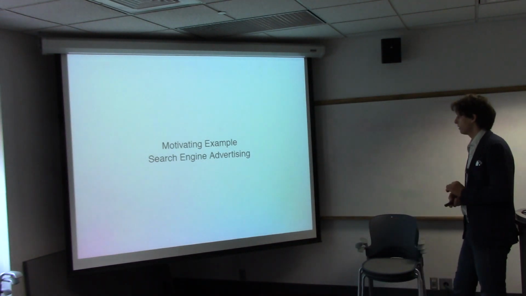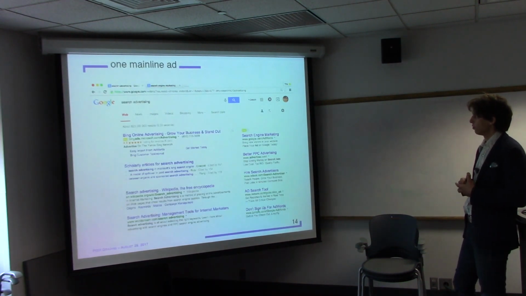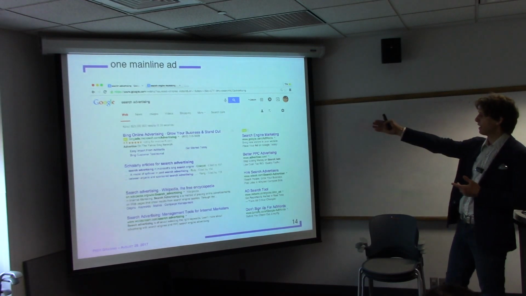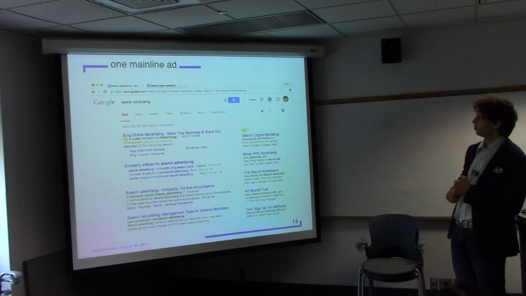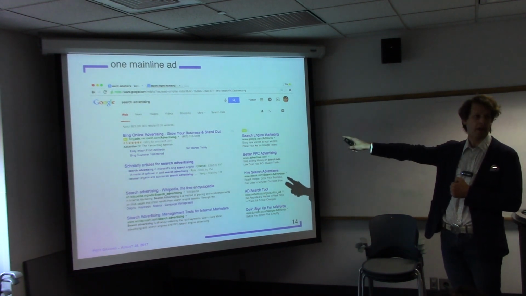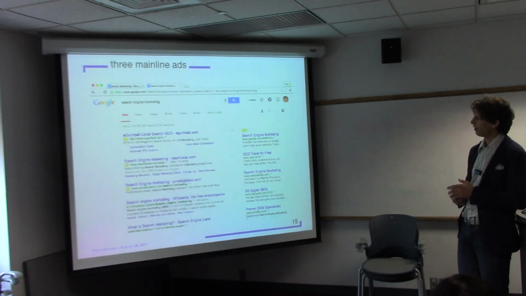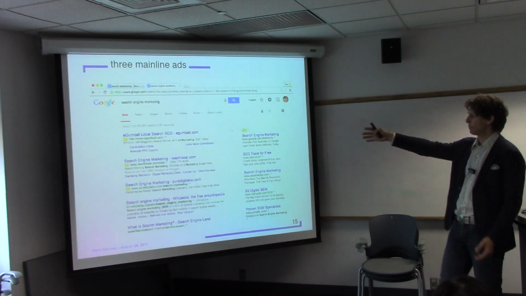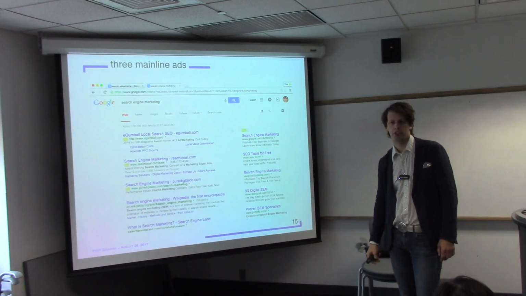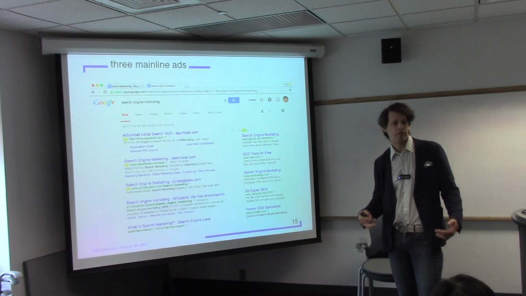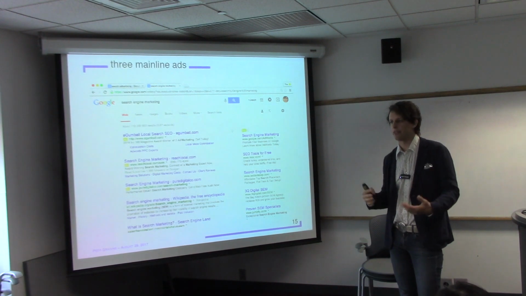Okay, so here's a motivating question in search engine advertising. If you do a search on Google for search advertising, you'll see these ads in the main line, ads in the sidebar, and here's an interesting thing. The search for search advertising turns up one mainline ad and a bunch of sidebar ads. A search for search engine marketing, which is basically the same thing, turns up 3 mainline ads. So here's a question for auction design. Which is better for this basically the same search? Having 1 mainline ad or having 3 mainline ads?